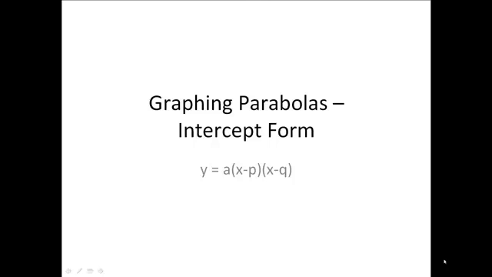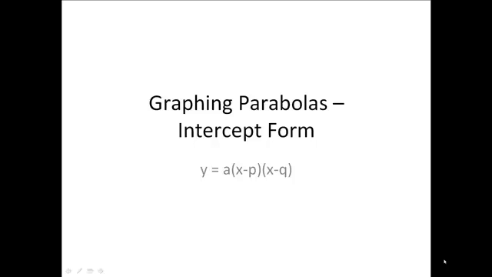Okay, today we are continuing graphing parabolas. 2 days ago we graphed in standard form, yesterday in vertex form, and today in intercept form. You guys liked the vertex form because you could look at the equation and see where the vertex was very easily. You're going to like the intercept form too, I think, because you can look at the equation and guess what you can see very easily? You can see the intercept.